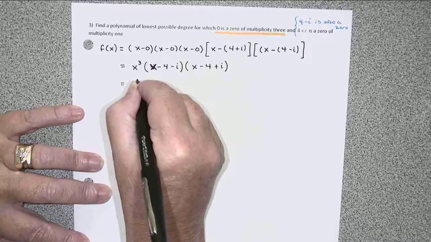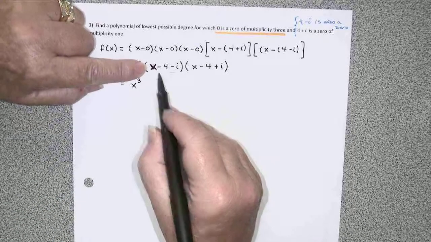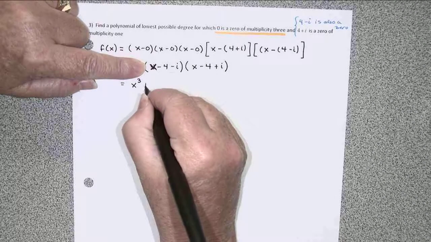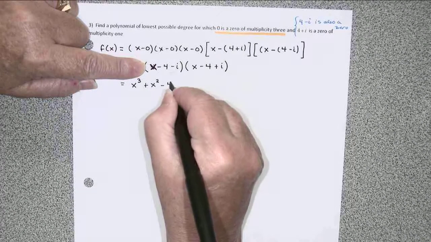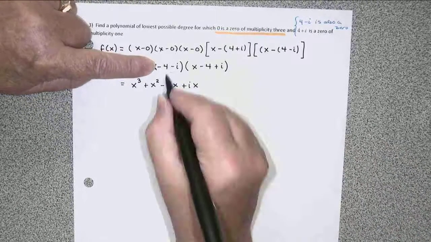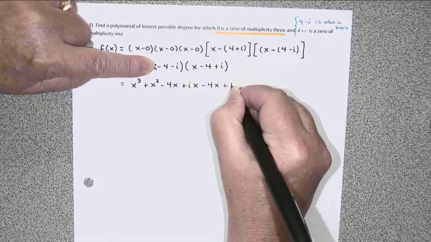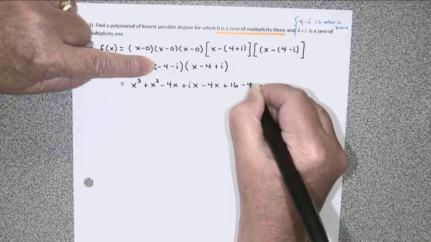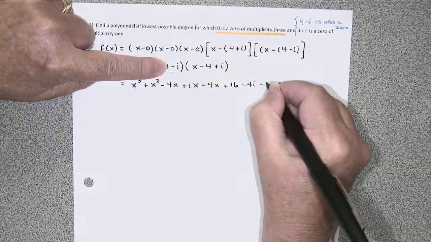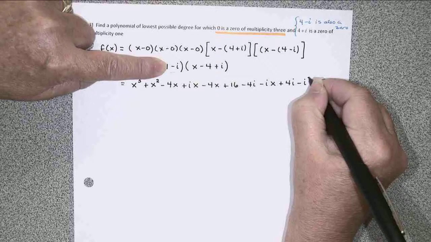I'm going to leave the x cubed where it is for right now, and I'm going to work on multiplying these two trinomials together, starting by distributing the x. So I'm going to distribute the x all the way through. x squared minus 4x plus ix. Next, I'll distribute a negative 4. Negative 4x plus 16 minus 4i. Lastly, I'll distribute the minus i, minus ix plus 4i minus i squared.